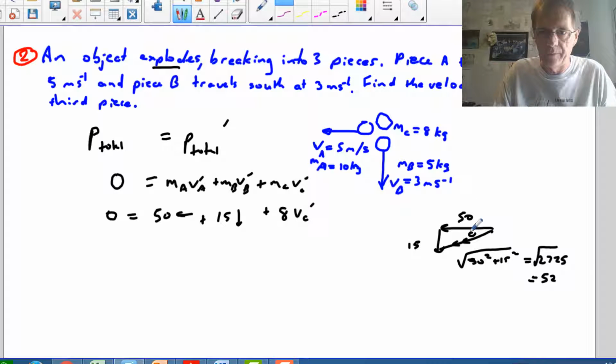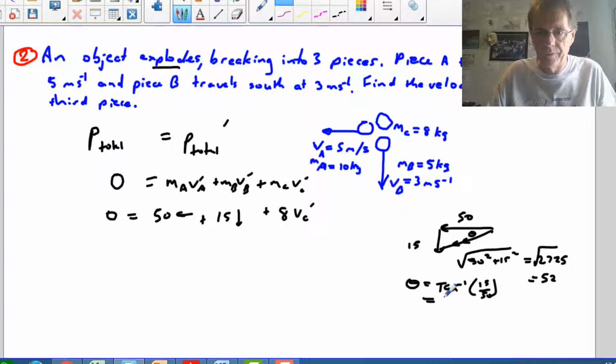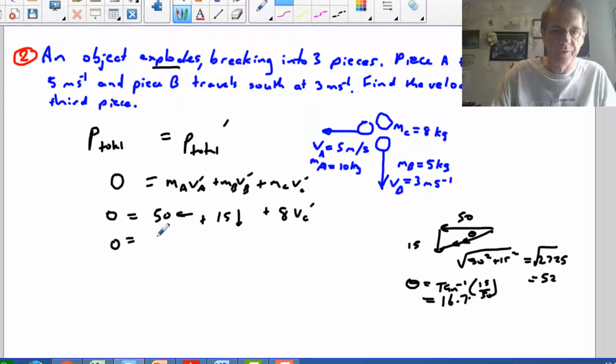We need an angle now. So theta equals tan to the minus 1 of opposite over adjacent. So it's 15 over 50, which gives 16.7 degrees. Okay, so looking at that, we actually know what this is here. So what you've got is 0 equals 52 going this way, plus 8 vC dashed.